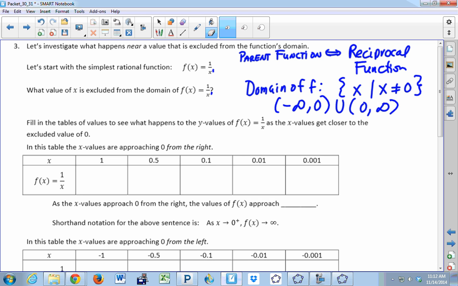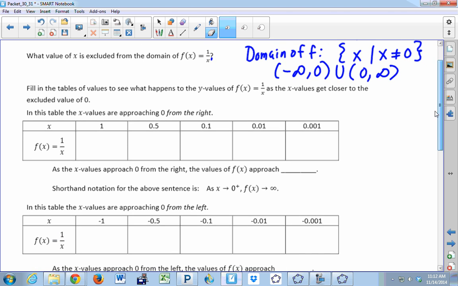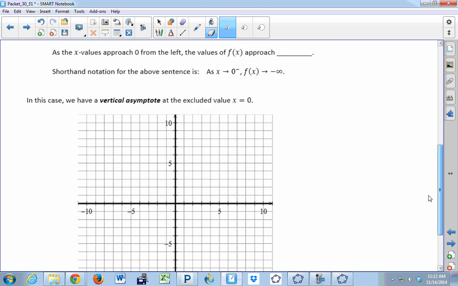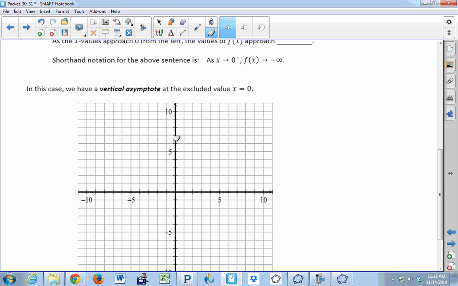All right. So what's really interesting here is when you go to graph this function, you can't have any part of your graph cross the y-axis. Why not? Why can't my graph cross the, why can't I have a y-intercept?